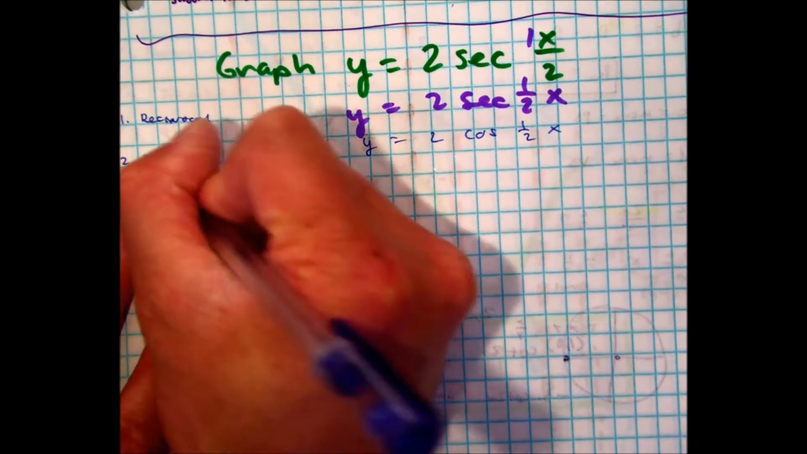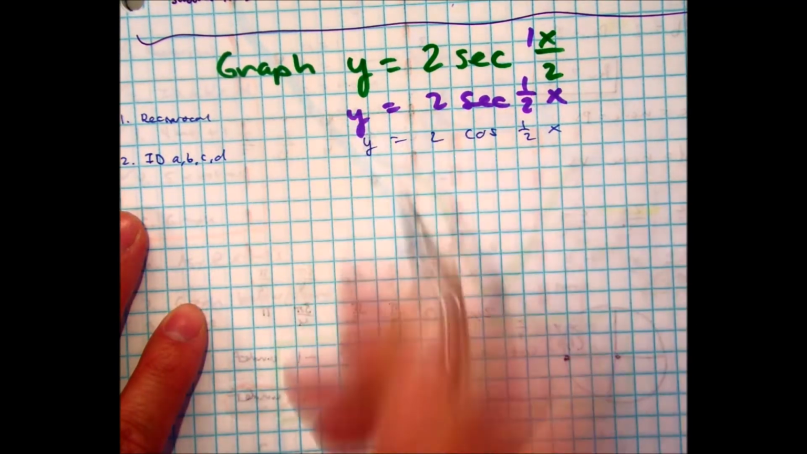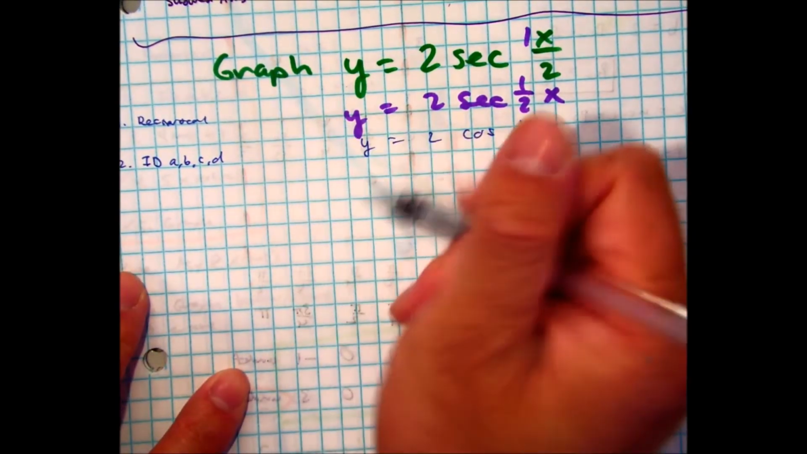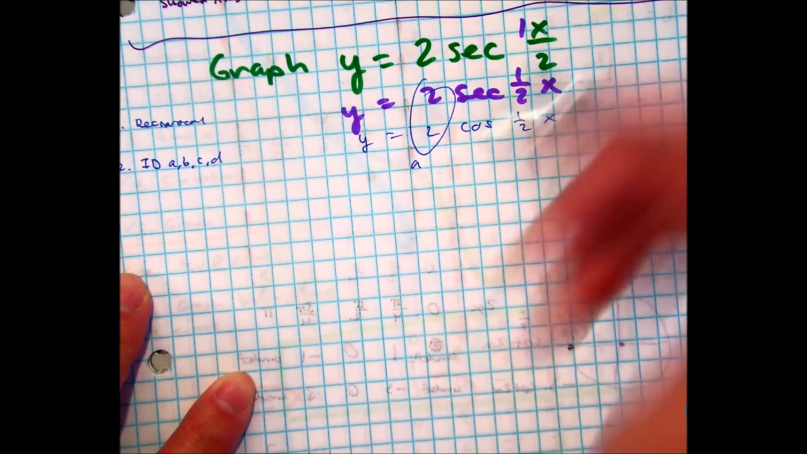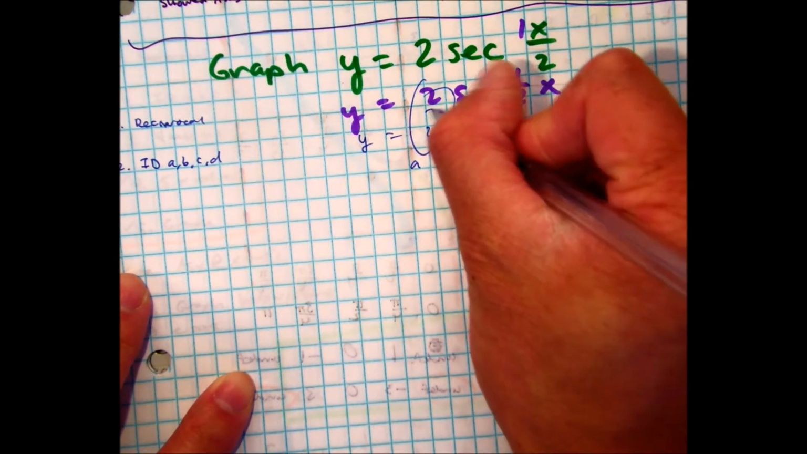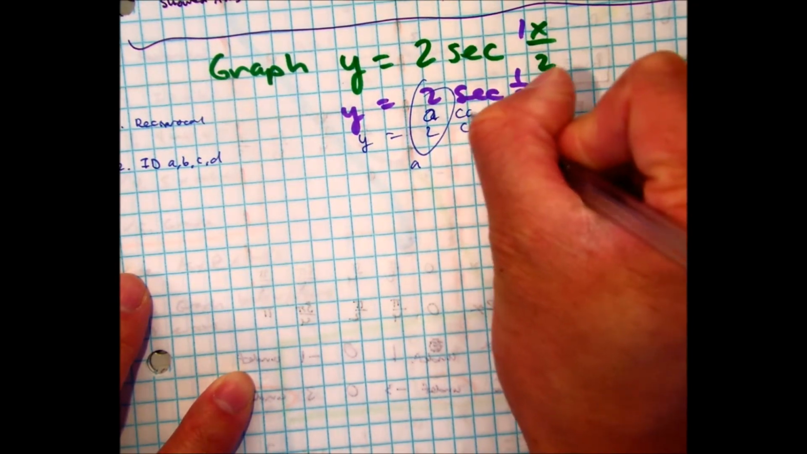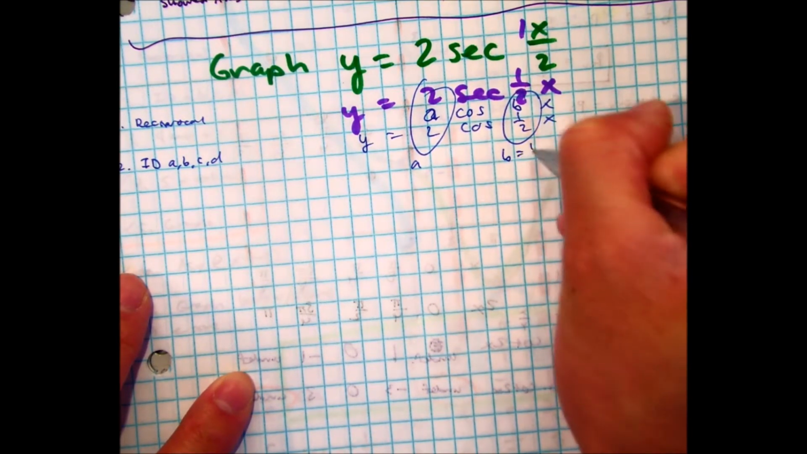Matthew, what's the second thing we need to do? Identify A, B, C, and D. Matthew, our A value? 2. B value? 1/2. Yep, remember if you get stuck, A cosine B x. So B value is 1/2.